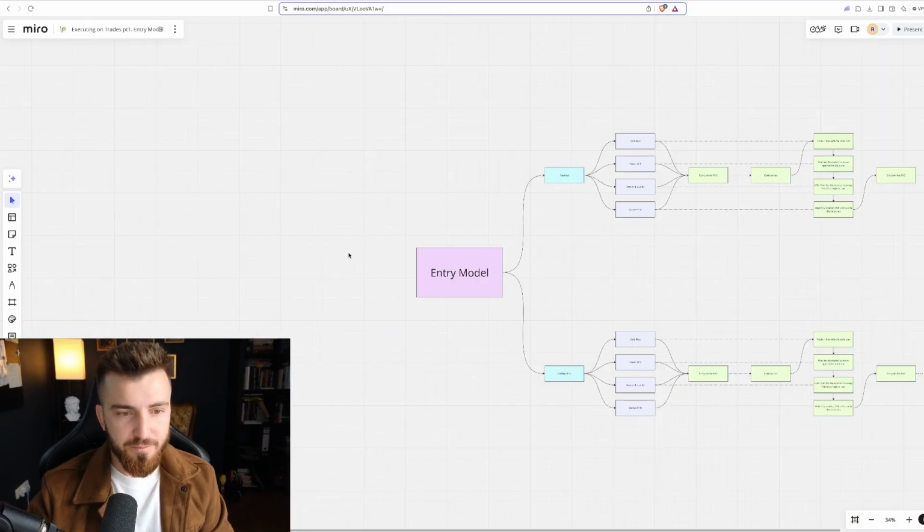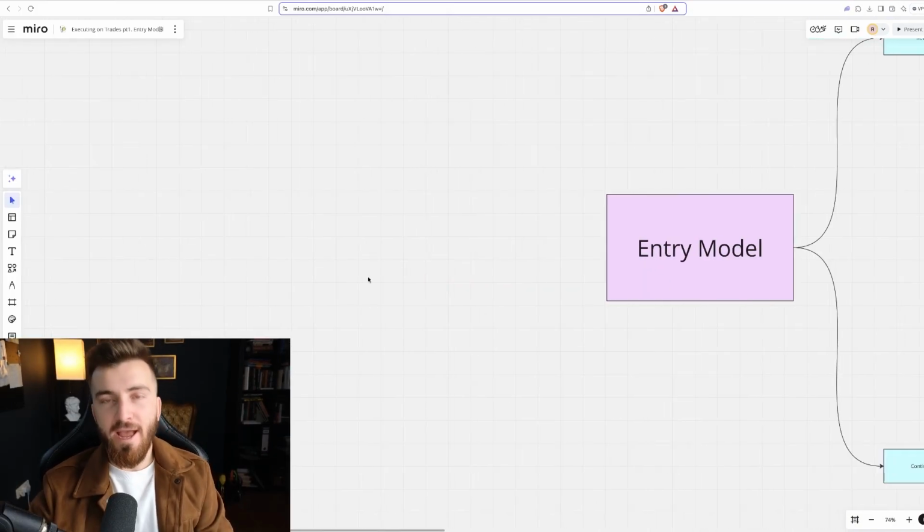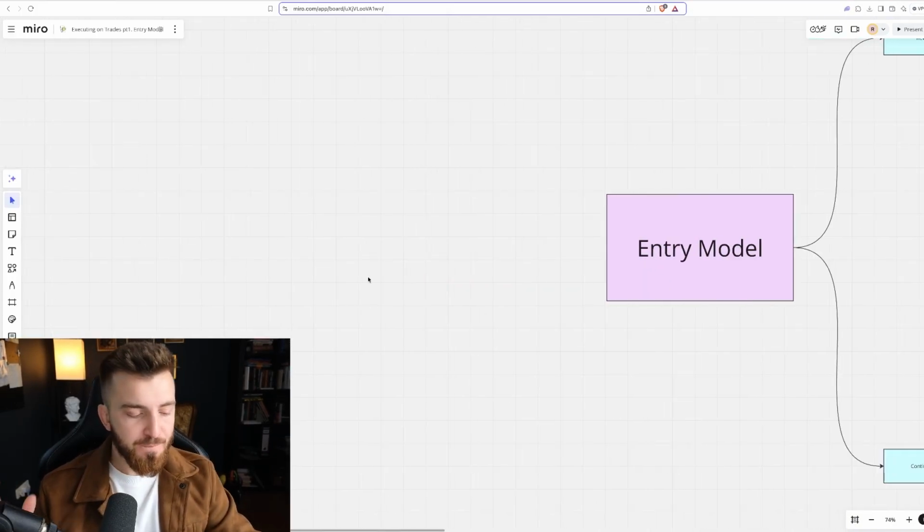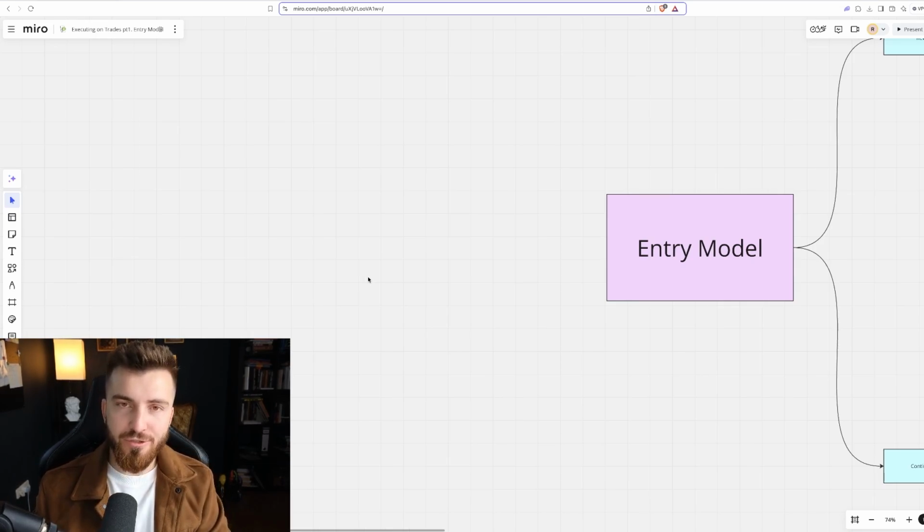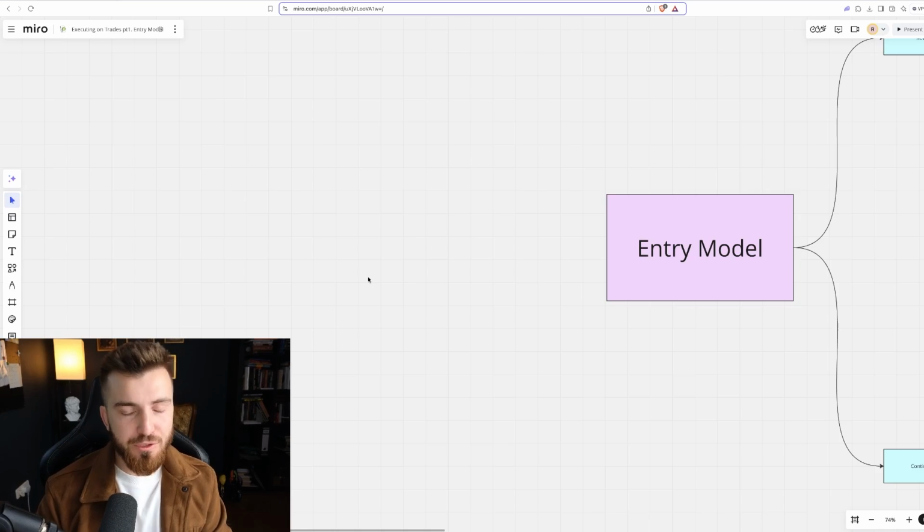Okay, everyone, it's time. It is time to talk about the entry model. We have everything we need in order to become profitable. We'll talk about psychology very, very soon, but we have everything we need in order to become profitable. The most important thing right now is to actually put things into practice.